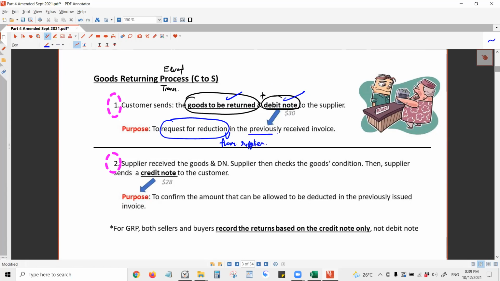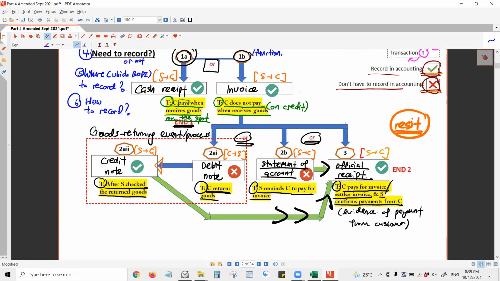in the previously received invoice. Why do I call it the previously received invoice? Because previously, before the goods returning, what happened? You have the 1B document, right? See the arrow, then you will understand. Before that, you have an invoice indicating the customer buying goods on credit. And then here is the goods returning.